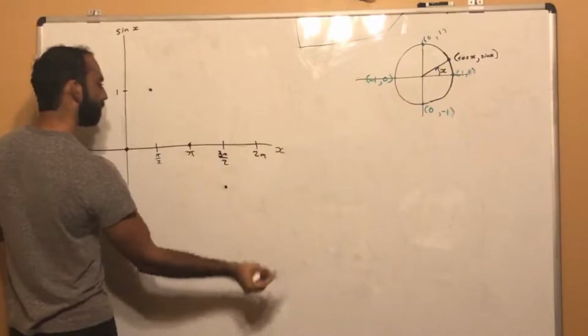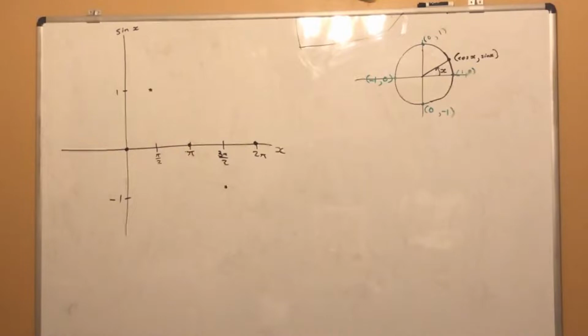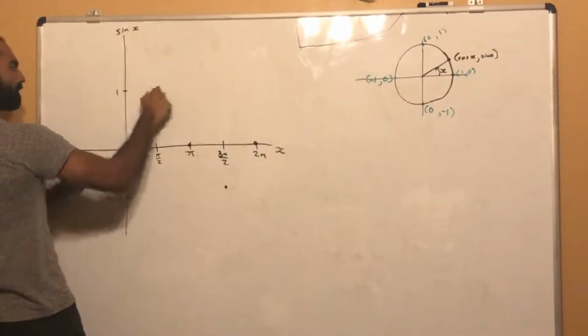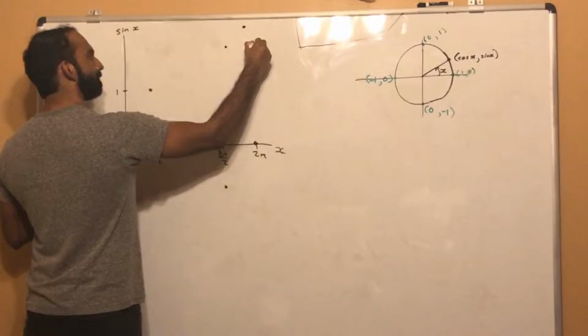Alright, I'm back at 0. So, any questions so far? No. Very cool. Now the question is, how do I connect these dots? So, for example, let's go to these 3 points. That one, that one, that one. How do you all feel about just connecting them like this?